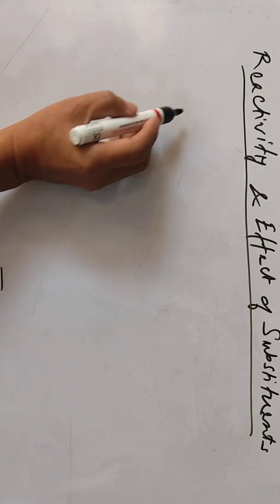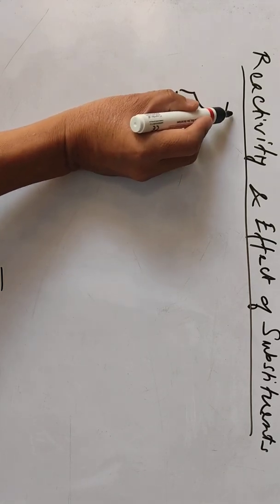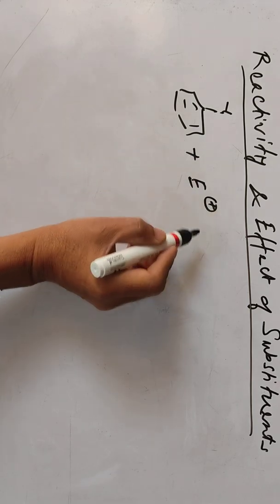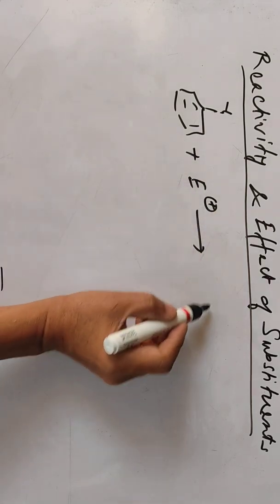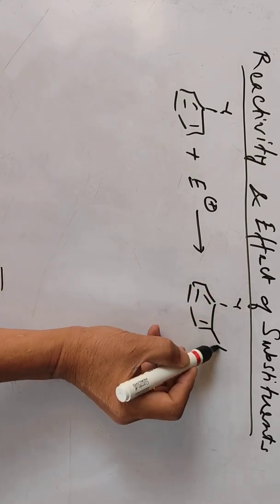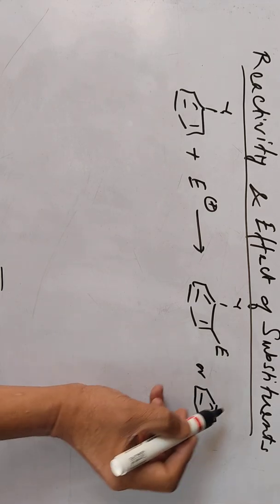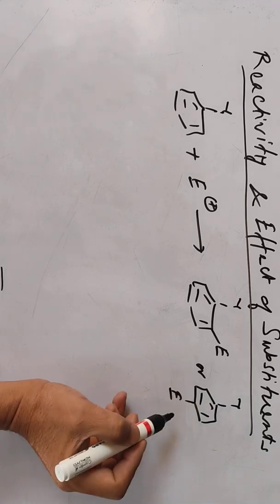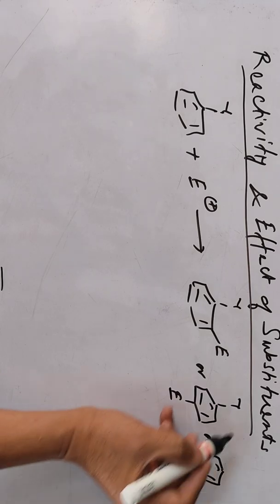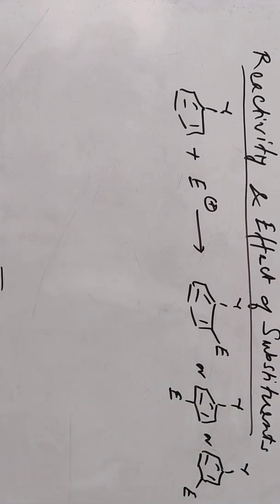When the benzene ring has a substituent, let's say Y, and it is reacted with electrophiles, where will this electrophile go? The electrophile can go either to the ortho position, or to the para position, or to the meta position. So there are three possibilities when there is a substituent on the benzene ring.